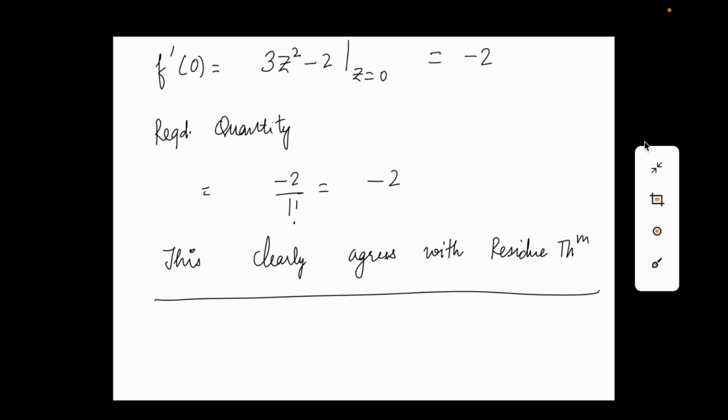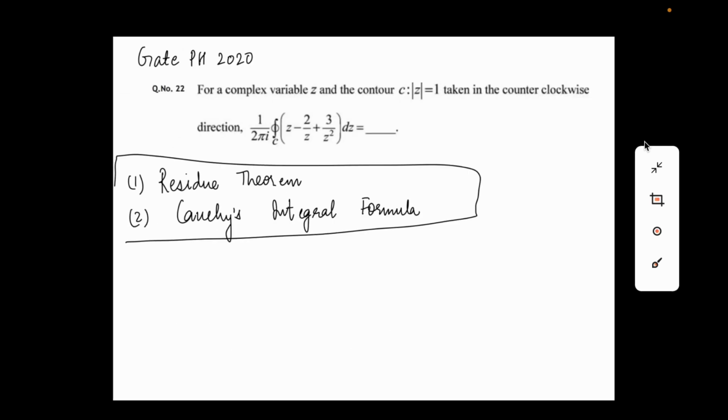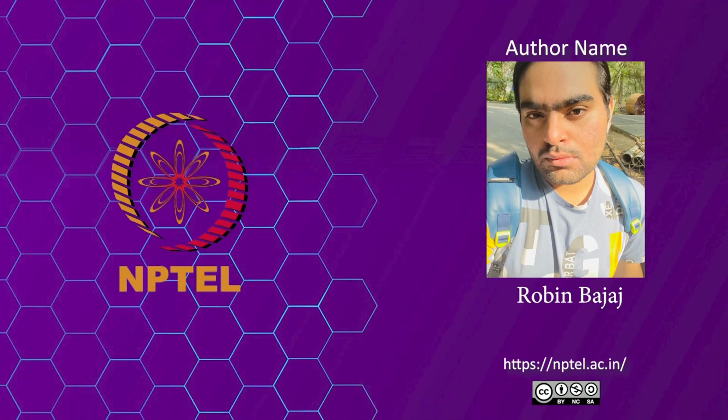So now you have the idea of how to tackle problems of this form of contour integration. You have one way, the residue theorem, and in that also there are two ways to calculate the residue. One is by Laurent series expansion, and if you know the coefficient of 1 by z, you can just use that. And there is another way of calculating it using derivatives, which is equivalent to what we do in the Cauchy integral formula. So the second way is nothing but the Cauchy integral formula. Yeah, so the answer is minus 2. Thank you.